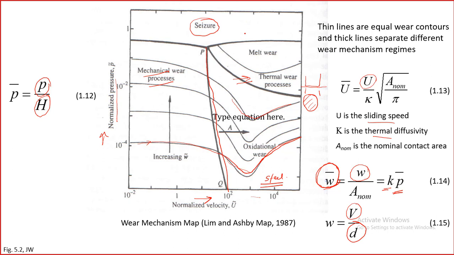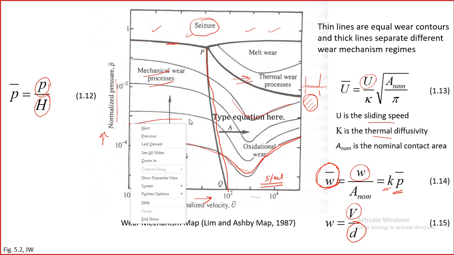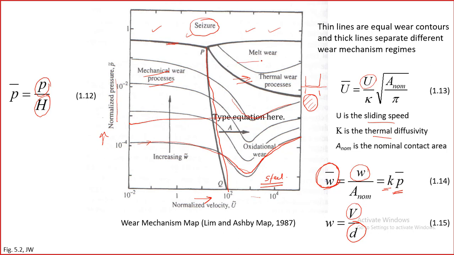Seizure is complete failure of the interface. That means we should never go into this region. At a fixed velocity, if we increase the pressure, this is the limit, so we should be much below the limit. Similarly, at a fixed pressure, we should not go beyond this one. We should not go here either, because here there is a big change in the wear rate, and also this part. Melt wear is also a failure situation. Thermal wear also leads to failure.